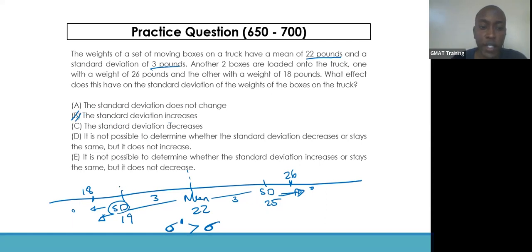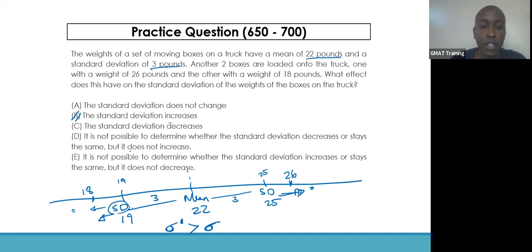This is when we add a data point at 19, or add another 19 and add another 25. That's when the standard deviation stays the same. The standard deviation decreases when the new value is between the standard deviation on the left-hand side and the right-hand side, taking a value between those, not including 19 and 25. That's when the standard deviation is decreased, right?